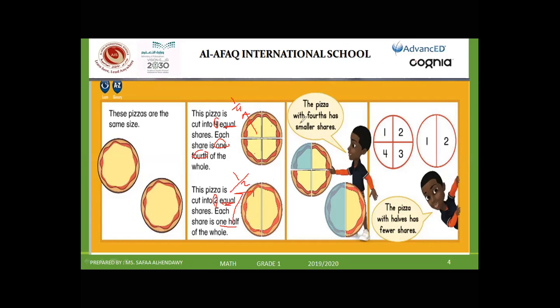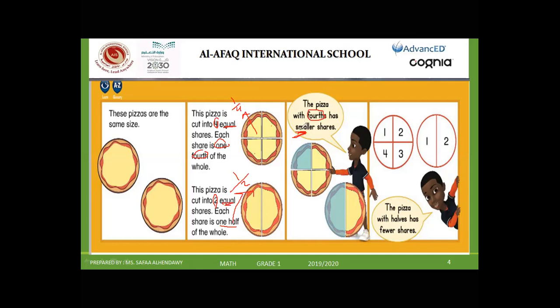This pizza with fourths. The word fourths means I will cut it into how many parts? Into 4 parts. 1, 2, 3, 4. Okay, I will speak about this part or this share. It has smaller shares. Take care of the word smaller. The word smaller means here I will compare the size of that part. Its size is smaller or greater than the part here in the halves. This is halves, but here, fourths. This part is what? Smaller, excellent. Smaller than this part in the halves.